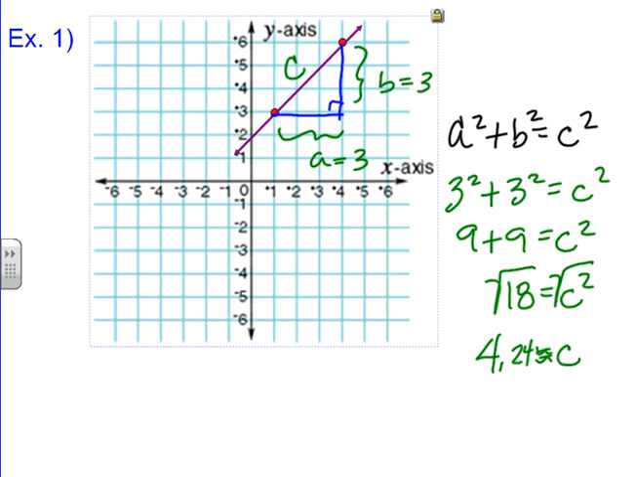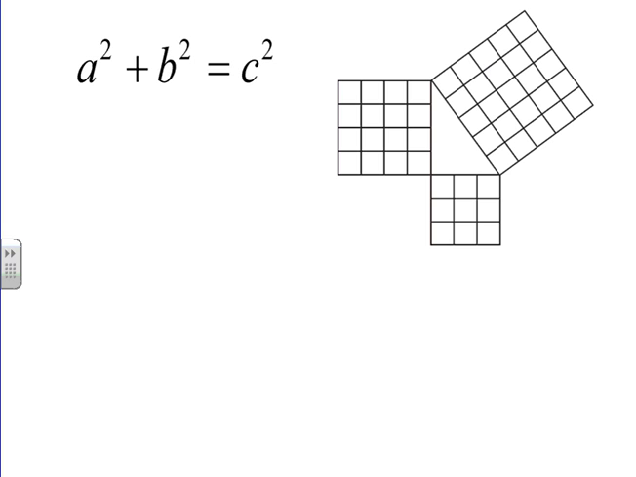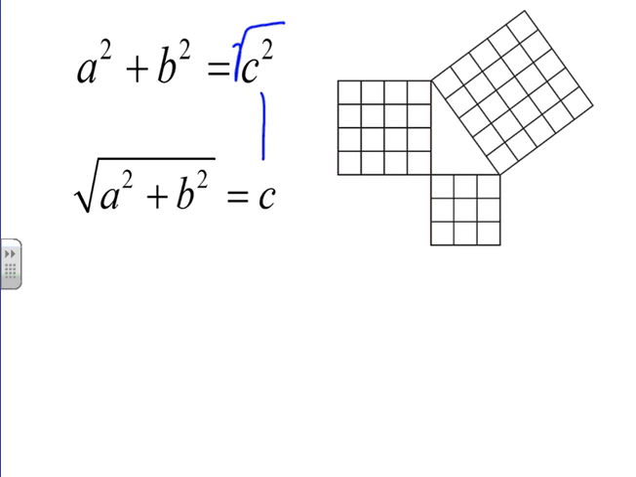Okay, we're going to go on to another problem, but first let's look at how the distance formula is derived from the Pythagorean theorem. We know that a squared plus b squared equals c squared. Well, when we take the square root of c squared, that will give us c. When we take the square root of the other side, it is the square root of a squared plus b squared.